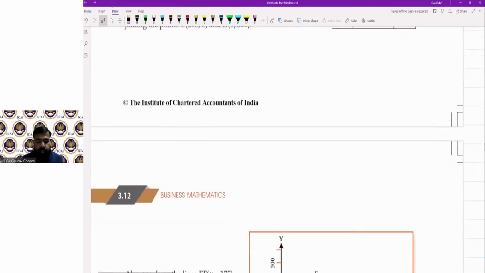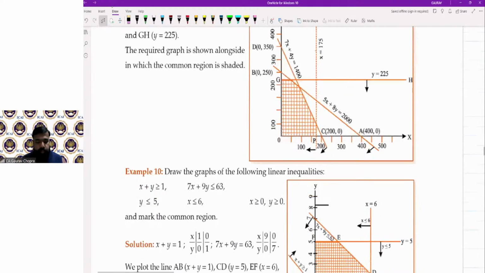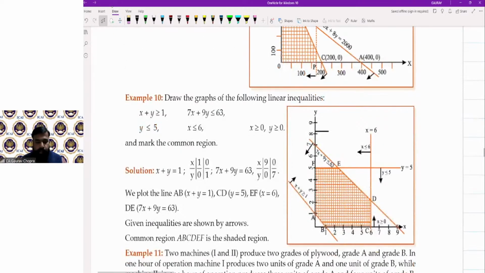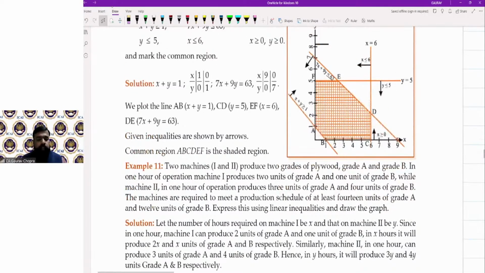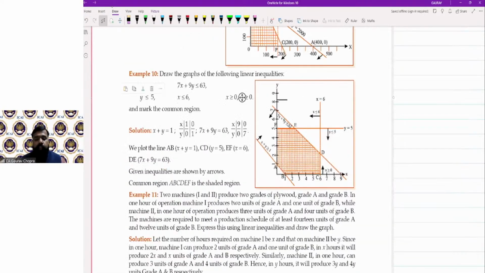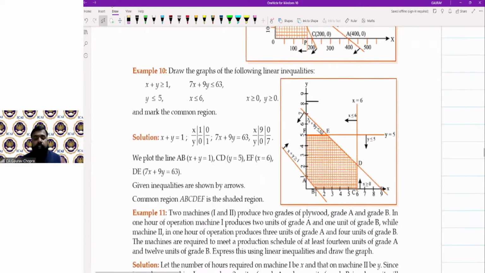Now ninth is very easy. You can do this. In 10th also, simple 4 equations are there, and from the 4 equations we have to mark the points first and then the common area.